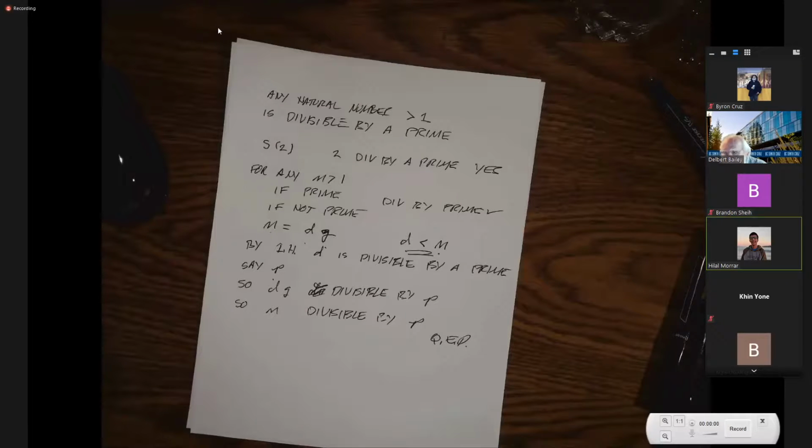Okay. So in this chain, you'd say 2 is divisible by a prime, which is itself. 3 is a prime divisible by itself, and then 4 is divisible by 2, and then 5 is divisible by itself, and so on. And then that chain gets you all the way to n, which is what we need.